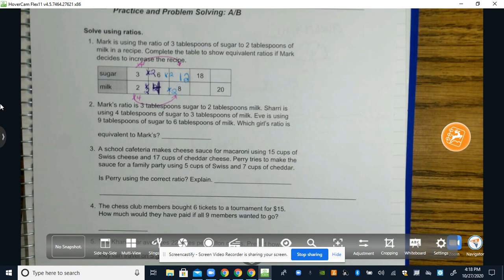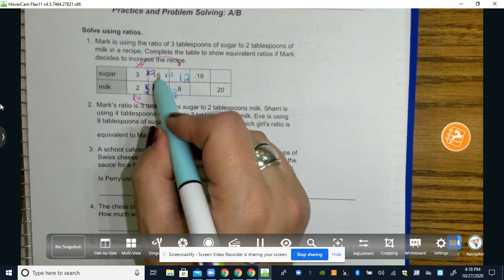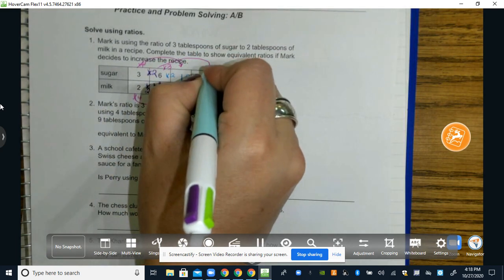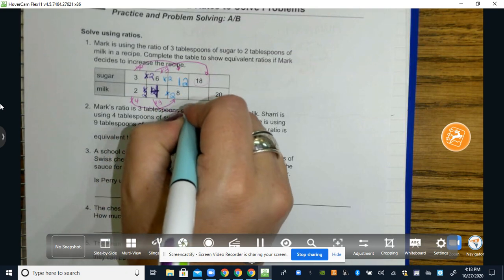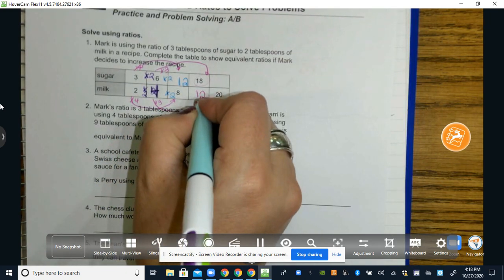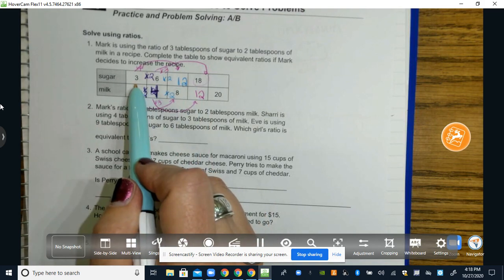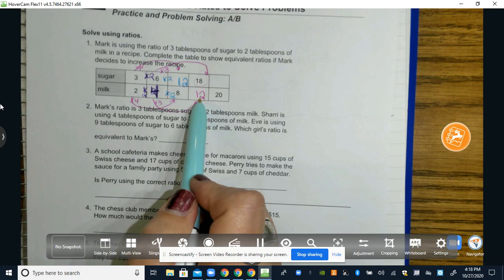Okay, the next one, 18. Well, how can I find 18? Oh, 6 times 3 gives me 18. So 4 times 3 gives me 12. You can also say 3 times 6 gives me 18, and 2 times 6 gives me 12.